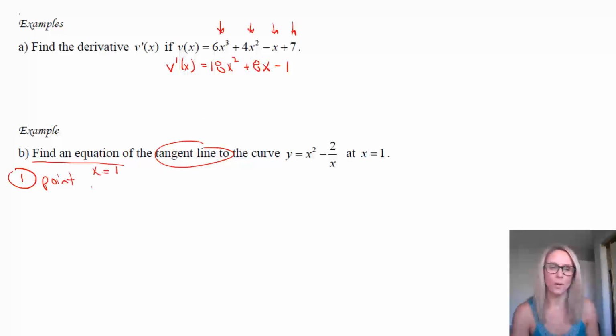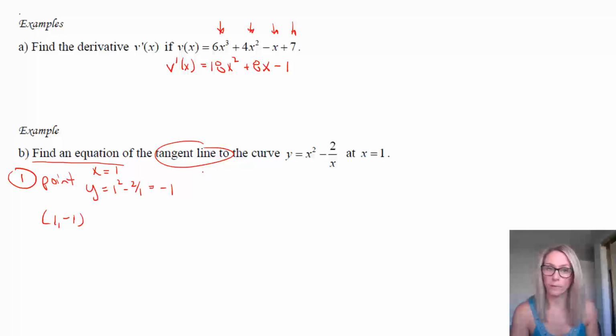And so when x equals 1, what we can do is just plug that into our curve, which would be 1 squared minus 2 over 1. So I'm putting in 1 for x to find y. And I get 1 minus 2, or -1. So we have our point 1, -1. Ta-da. But then we still need our slope.